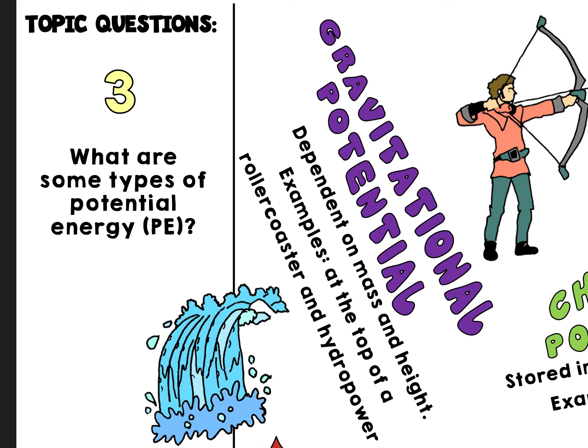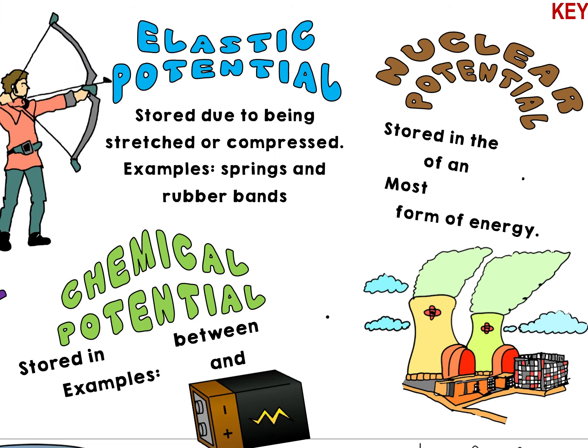For example, at the top of a roller coaster, the car has a lot of potential energy. And when you have a hydropower dam, the water at the top of the falls has a lot of potential energy. The second type of potential energy is elastic potential, which is stored due to being stretched or compressed.